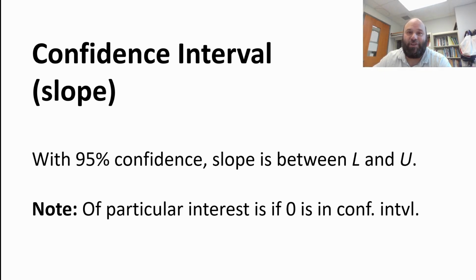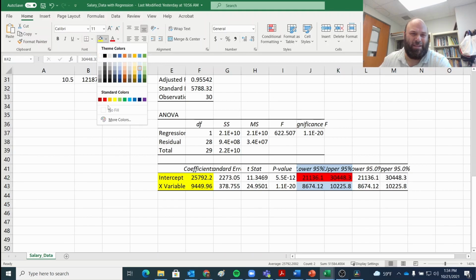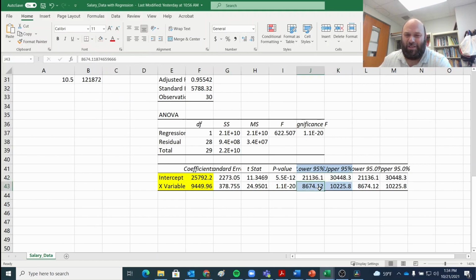Let's take a look at the confidence interval for this example. For this example, the blue region is giving us our confidence interval. So this is lower 95%, that's our L for each parameter. Upper 95% is our U for each parameter. And what we're really interested in here is the slope. These are the two numbers that we're interested in. So I'm going to highlight these and let them go back to no fill.